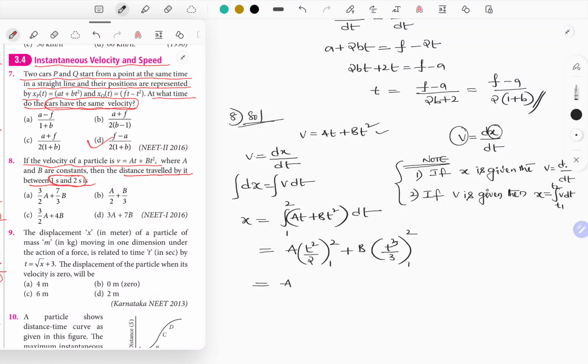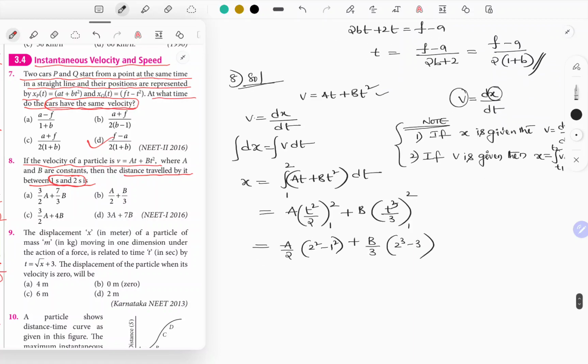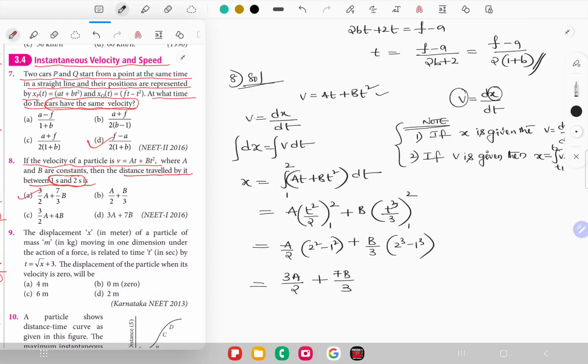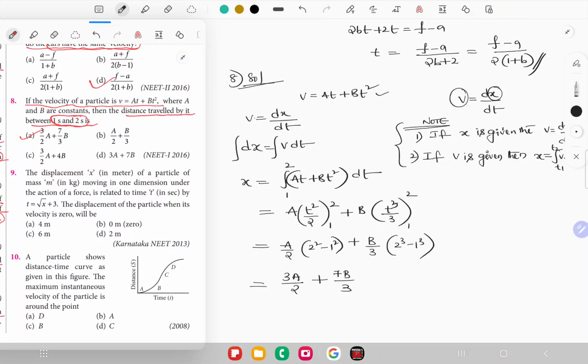If you substitute these limits, you are going to get a by 2 into 2 square minus 1. You have to substitute upper limit minus lower limit, plus b by 3 into 2 cube minus 1 cube. 2 square minus 1 is going to be 3, so you get 3a by 2 plus, 2 cube is 8, minus 1 cube, which is 1, 8 minus 1 is 7. That is going to be 7b by 3. Now which option is matching? I think option A is correct. Okay, very good. Let's move on to the next question.